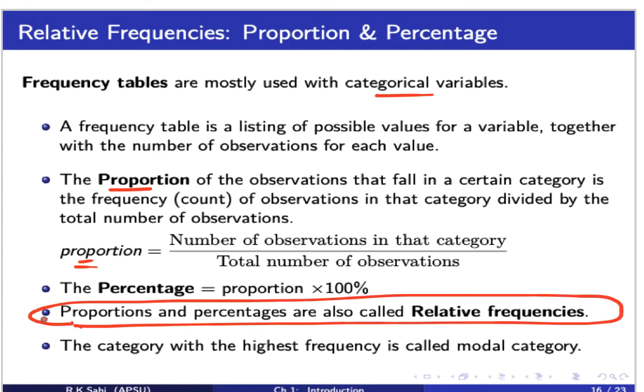Now, there's also something called modal. The modal category means the category which has the highest frequency. So these are all the terminologies and concepts for this chapter. Now we're going to look at an example which will help explain what we have just learned: how do you find a proportion, how do you write a relative frequency table, and scenarios like that.